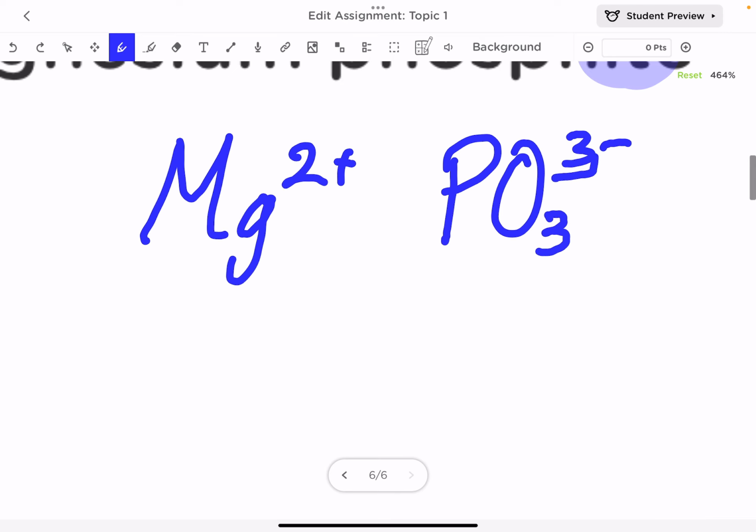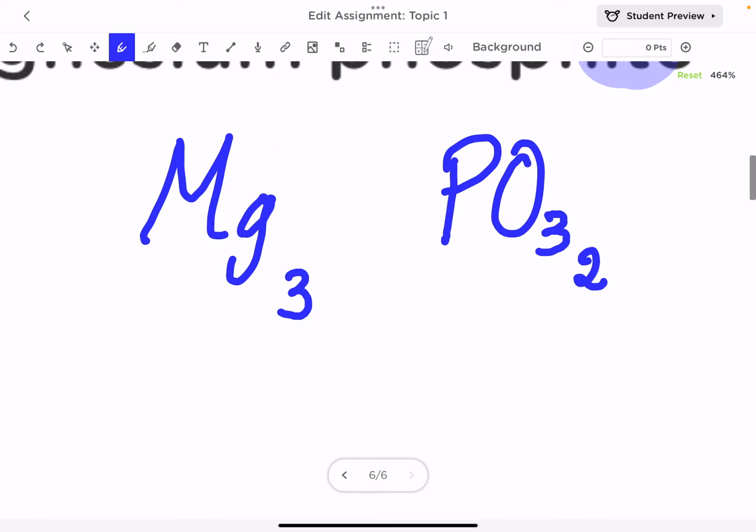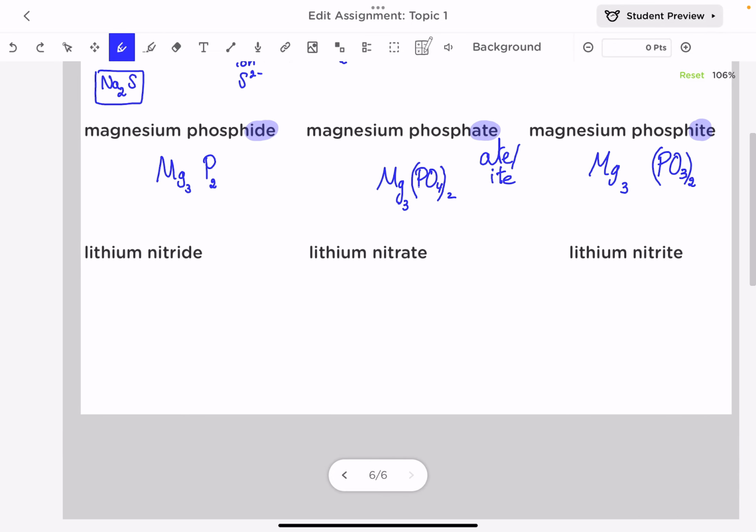Now, looking at this example, this number 3, remove it from here, transfer it next to the magnesium, and this number 2, remove it and transfer it as a subscript next to the PO3. Now, of course, when you write your final answer, you have to remember to erase the numbers that were written as superscript. And if there are 2 numbers next to each other, like in here, you put parentheses so that you don't read it as PO32.